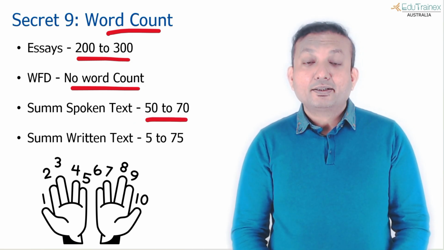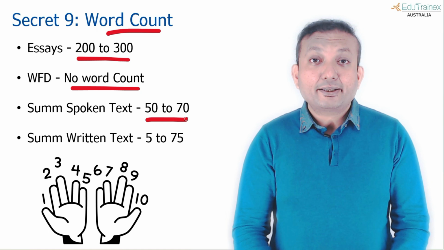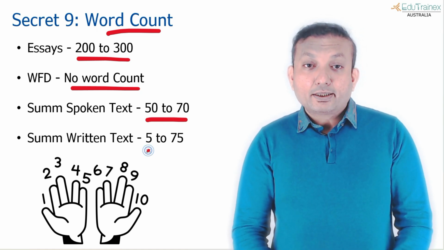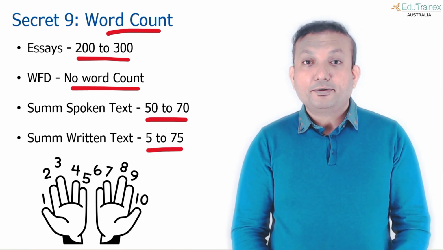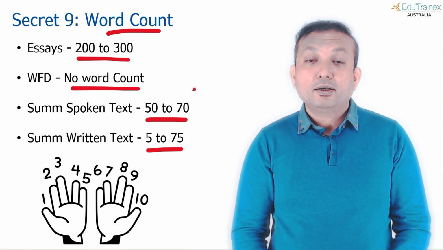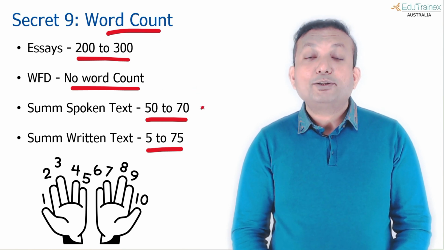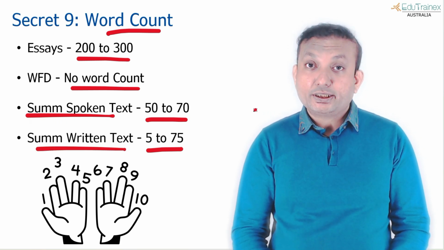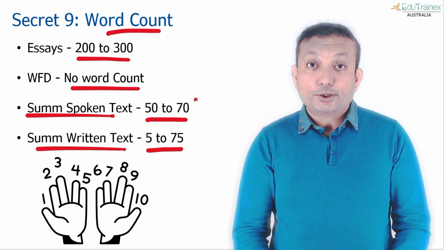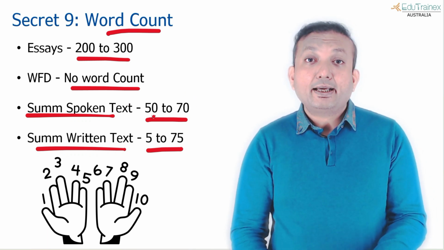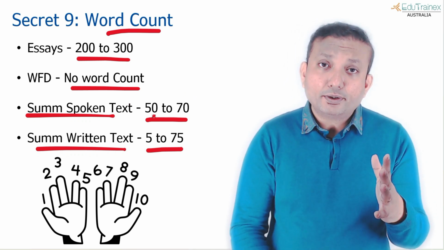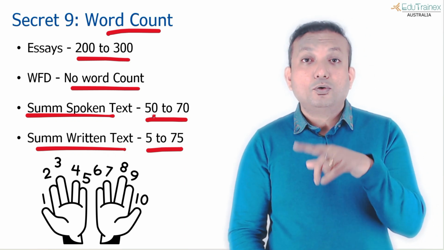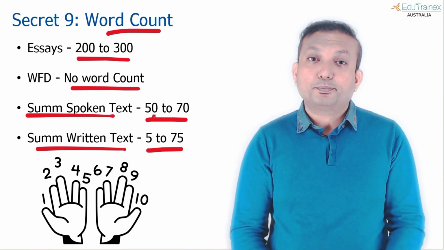Summarize spoken text 50 to 70 for PT academic. Summarize written text 5 to 75. So for PT core, it's like only 20 to 30 words for summarize spoken text and around 50 words for summarize written text. So whichever exam you are taking, make sure you follow the word count. And in summarize spoken text in PT academic, if you write below 40 words, then you get a straight 0. Overall, it will not even check your response.